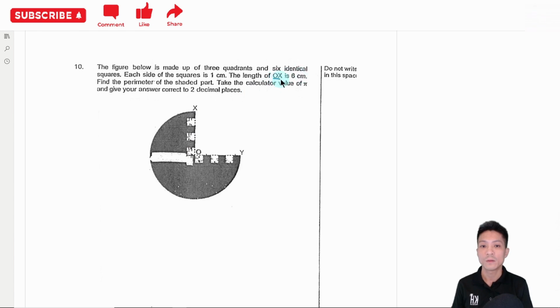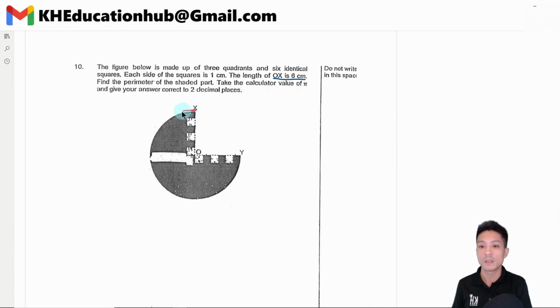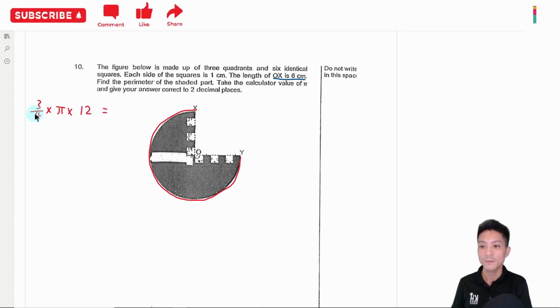OX is 6 cm. Find the perimeter of the shaded part. Take the calculator value of pi and give your answer corrected to 2 decimal places. The first thing I want to find is the perimeter from here to here, the 3/4 circle, right? So I'm going to use 3/4 times pi times diameter. Radius is 6, so diameter is 12. Divided by 4, this will give me 9 pi centimeters.